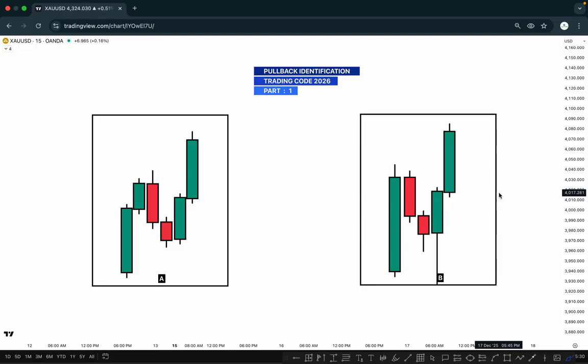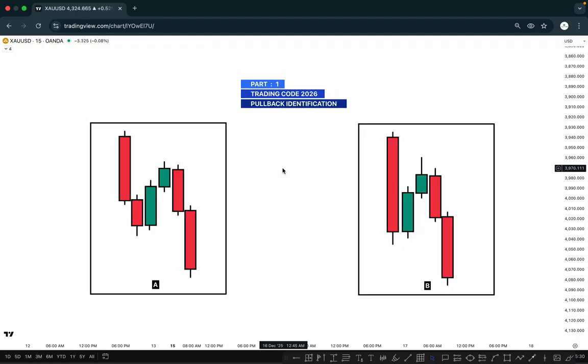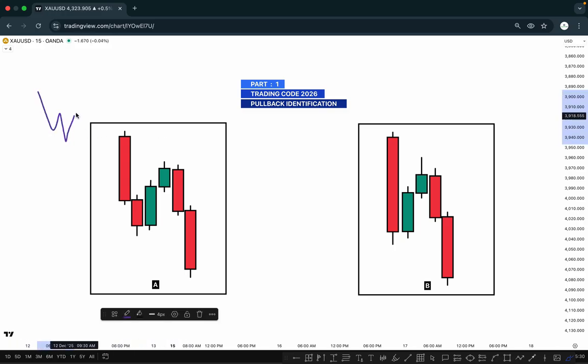Let me show you how it looks in a bearish market, how we can identify them, and what the process is. This is our bearish diagram, and we can see here that the market is trying to push downside, continuing downside. The process will be similar to what I told you in a bullish market. If market momentum is bearish, the market should break the previous candle high to confirm a valid pullback.